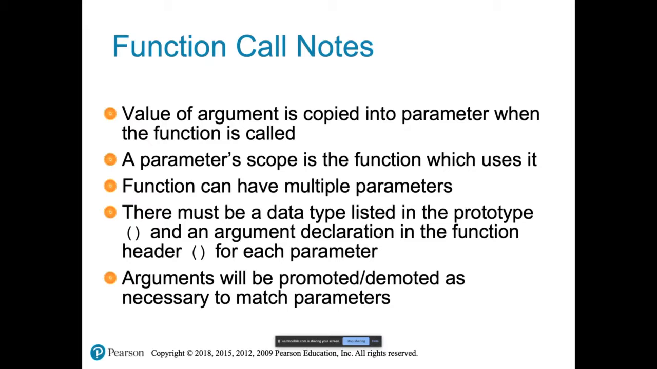Functions can have multiple parameters, yes, and the parameters do not always have to be the same data type. You can pass an int, comma, double, comma, class, comma, struct. You can pass different parameters to it, but be careful of the order in which you list them. There must be a data type listed in the prototype and an argument declaration in the function header for each parameter. So if you have a prototype and you have your function header, they must match up in the number of parameters you have.